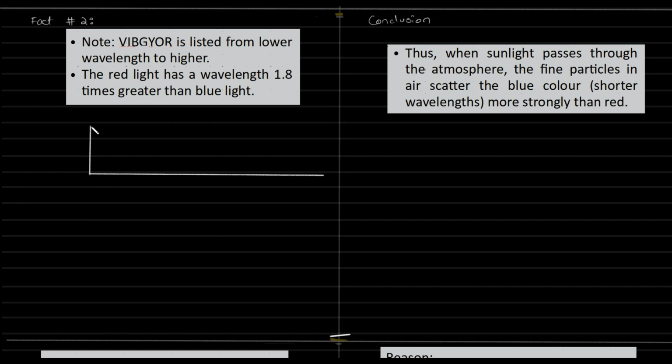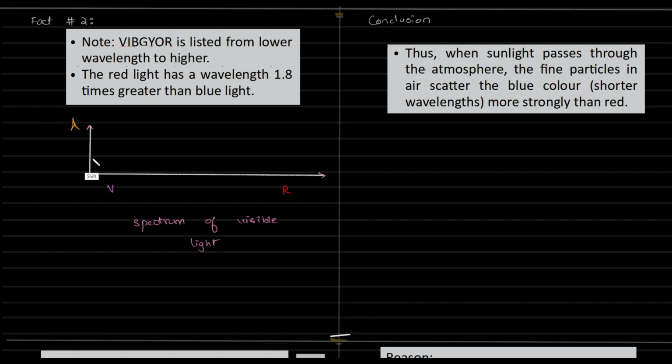Okay, so if I happen to represent the spectrum, let me write it a bit below. So if I happen to represent along the x-axis the spectrum of visible light, with violet to red, and say this is your wavelength.